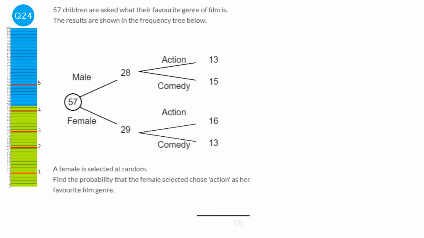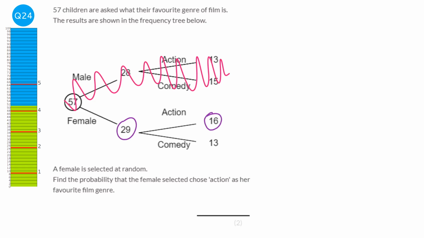The important thing to realise in this question is that we know a female has been selected. So we can basically get rid of all of this part of the frequency tree because it's not relevant, because we know a female has been selected. There's 29 females altogether, and we're looking for the probability that the female chosen at random picked action. So it's simply 16 over 29.